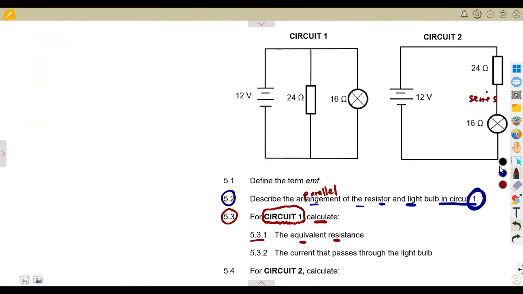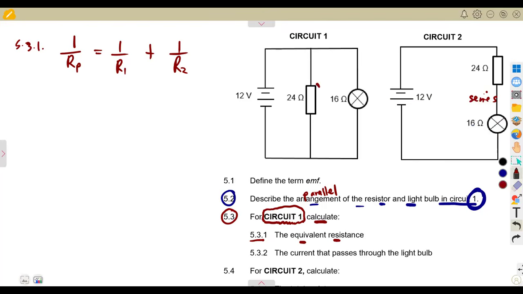All right, so let's check what we are going to have at the end. That's 5.31. In 5.31, we saw that this is in parallel, and from our formula sheet, we are given 1 over Rp is equal to 1 over R1 plus 1 over R2 and so on. So this simply means 1 over this.